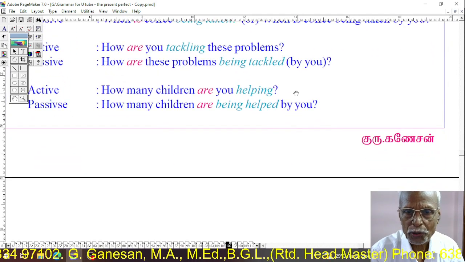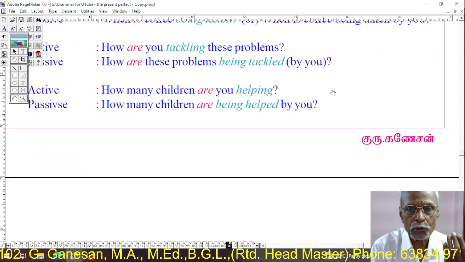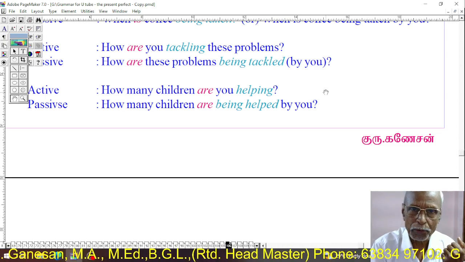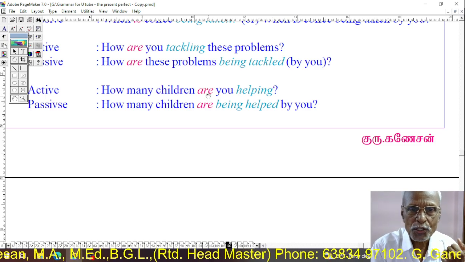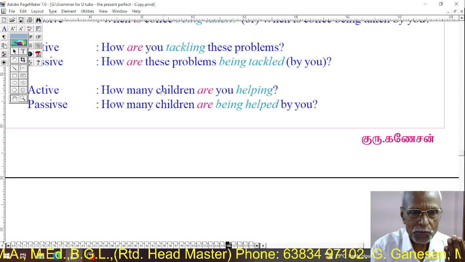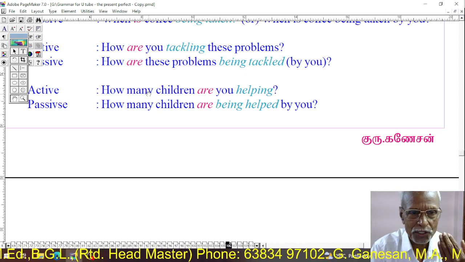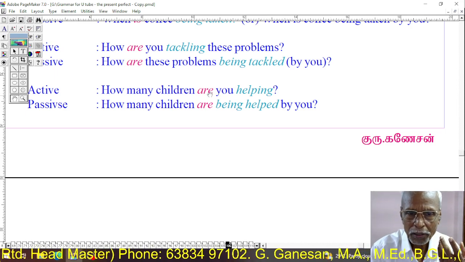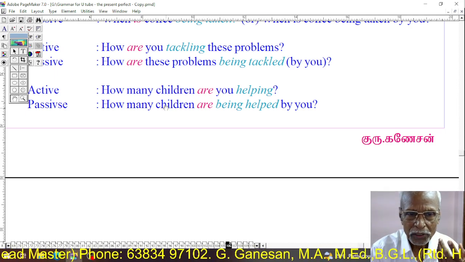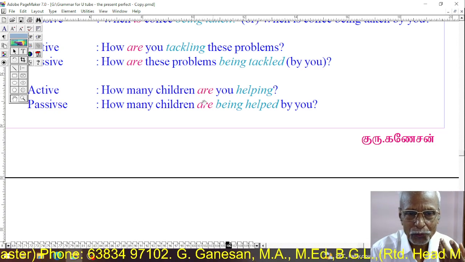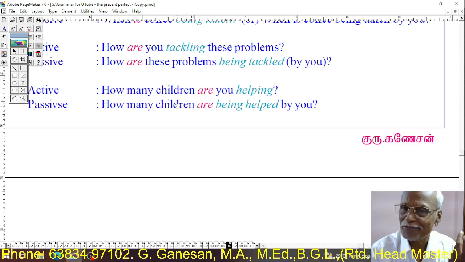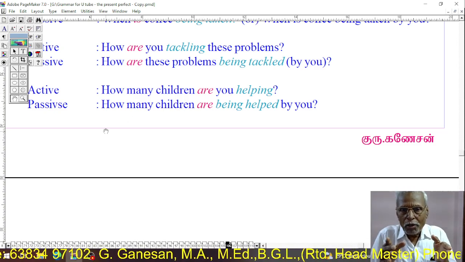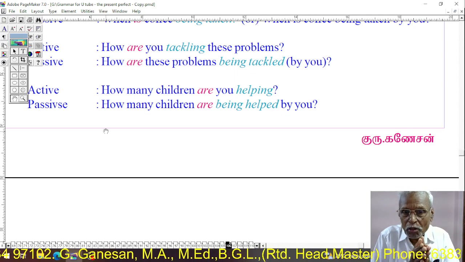How many children are you helping? Active voice: "how many children" is the object here, and in the passive it is the subject. How many children are being helped by you? Children are, so "are" remains for the plural. How many children are you helping? How many children are being helped by you?